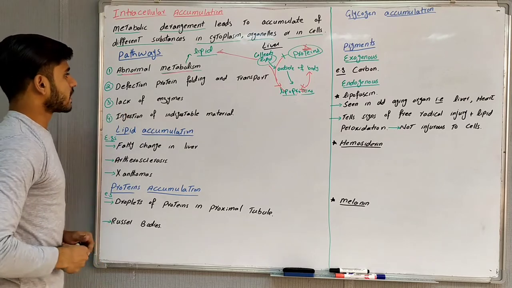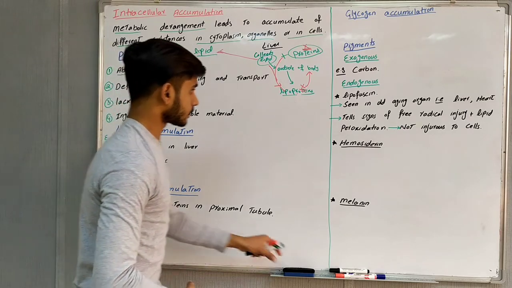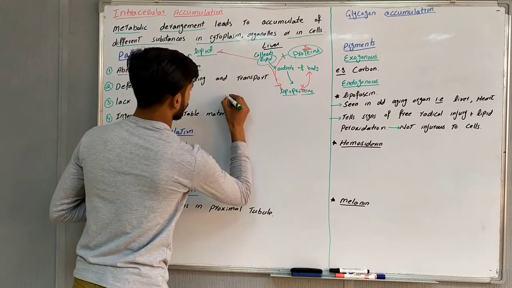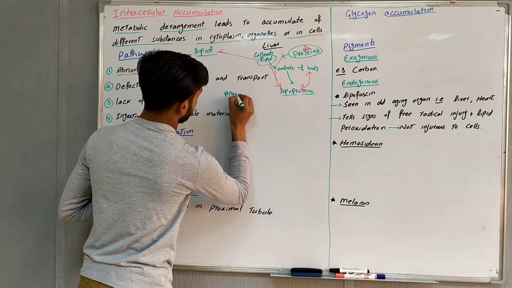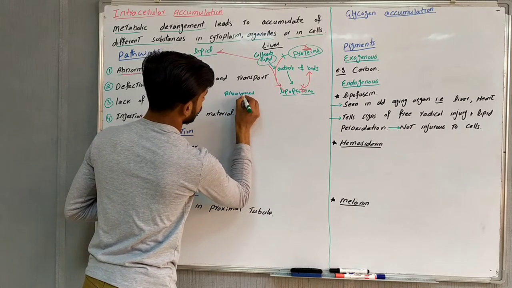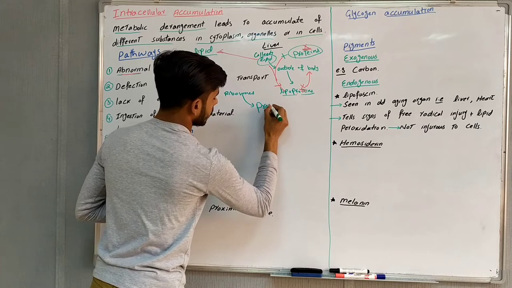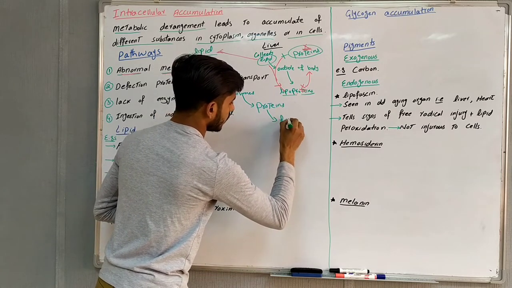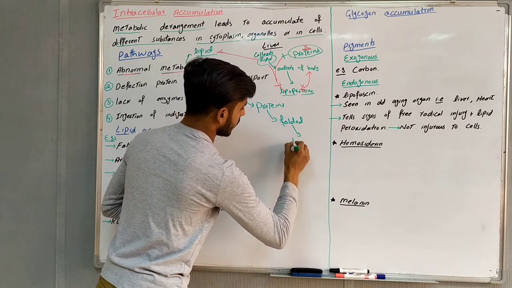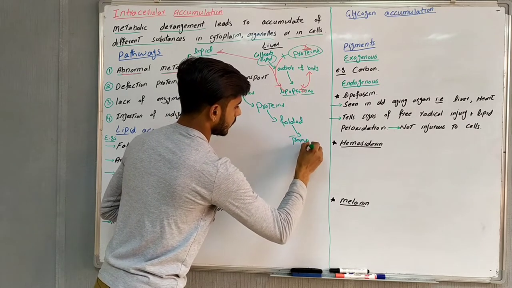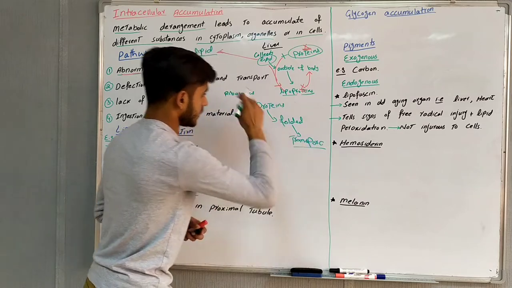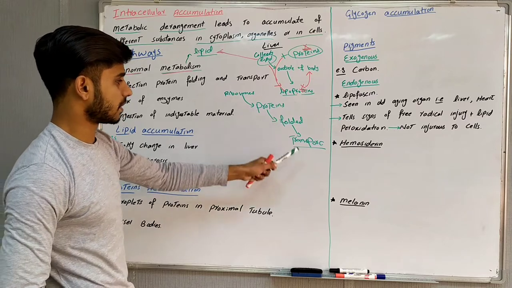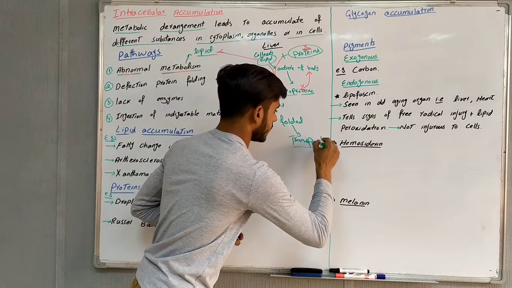The second pathway is defective protein folding and transport. You know that there is production of proteins by ribosomes inside our body. These ribosomes produce the proteins, and then these proteins are folded, and after folding they are transported outside of the cell. Remember that this is the physiology: ribosomes produce proteins, proteins are folded, and these proteins are transported outside of the cell.